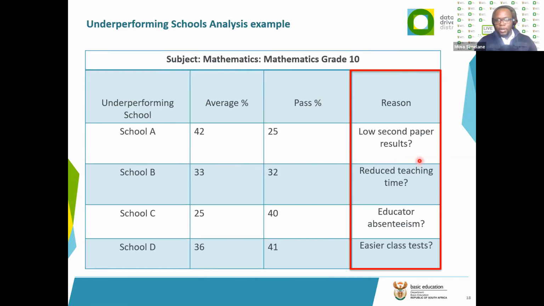And in the previous session that we had for learner achievement, we got some results there. There were low second paper results. Maybe learners were not prepared for the second paper, but this is called a qualitative way of putting together reasons, and it's not always the best way to go about it.